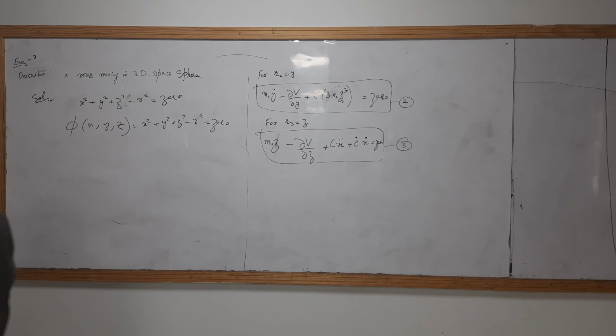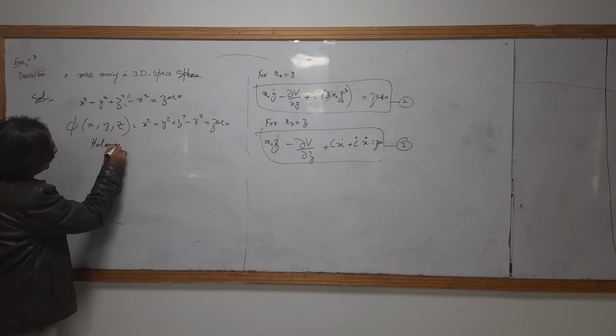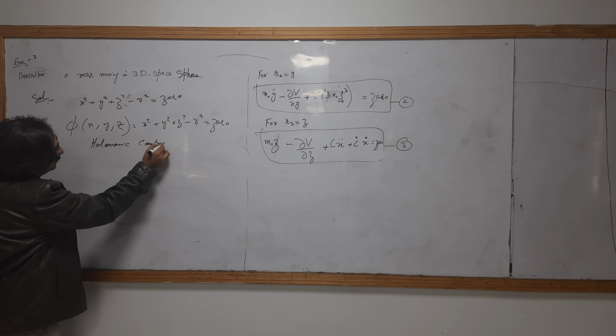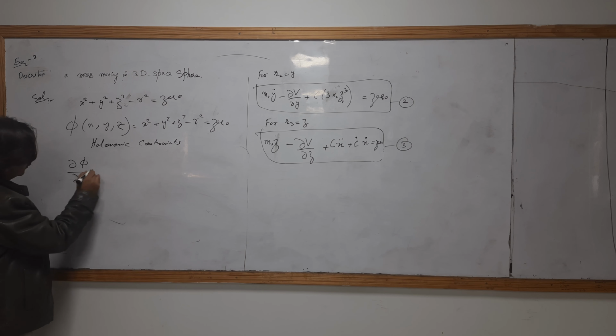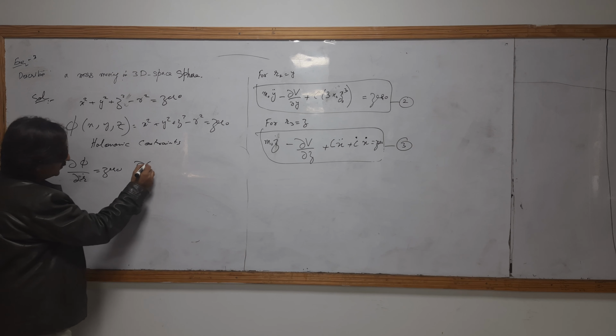Actually, the Lagrangian multiplier method is for a semi-holonomic constraint, and this is a holonomic constraint. Now phi is a function of x, y, z, not a function of x dot or y dot. No x dot or y dot is involved, so all terms will become 0. Partial phi over partial r dot will be 0.